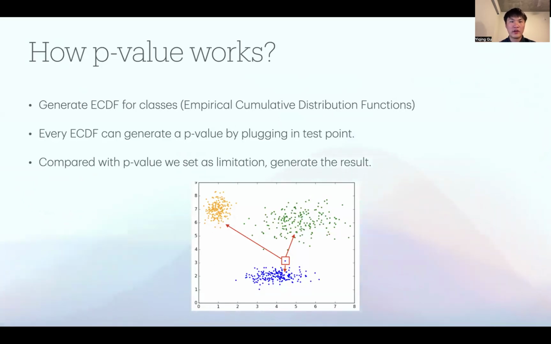And then, how p-value works. After users have ECDF for each class, by plugging in test point, every ECDF can generate a p-value. Compare with p-value we set as a limitation. Classifier will generate its prediction.